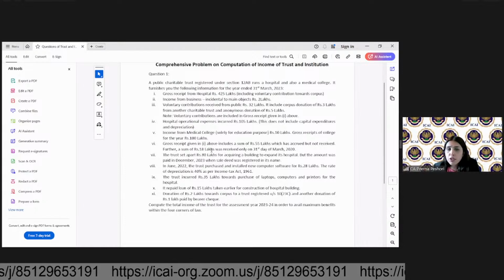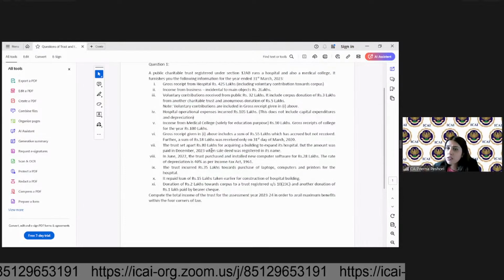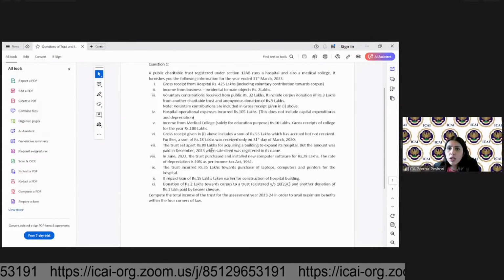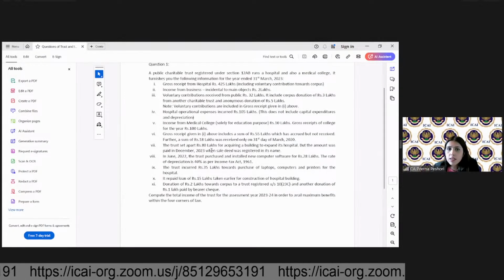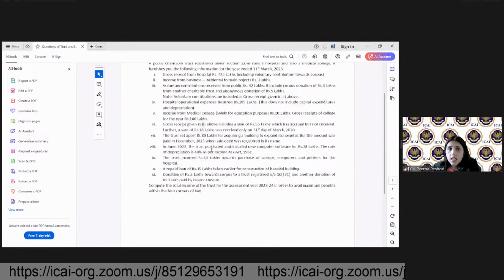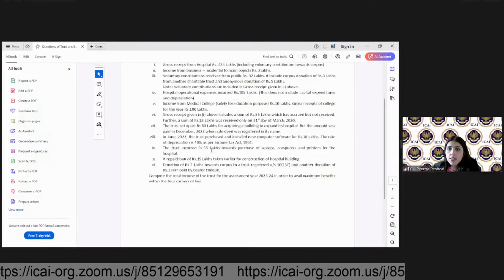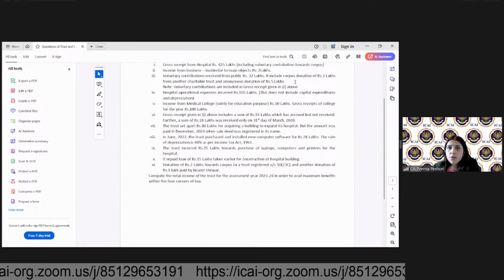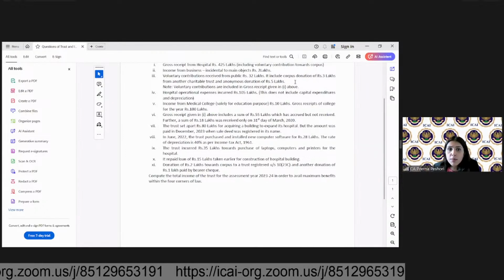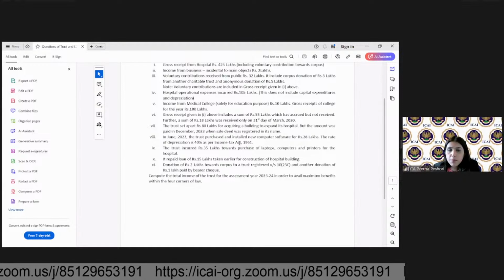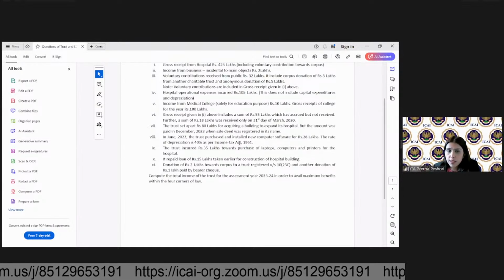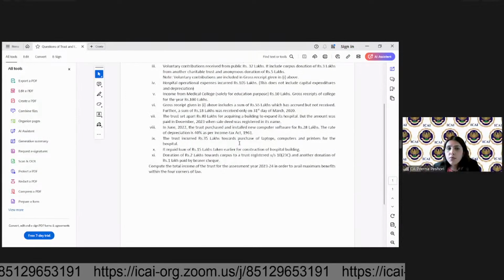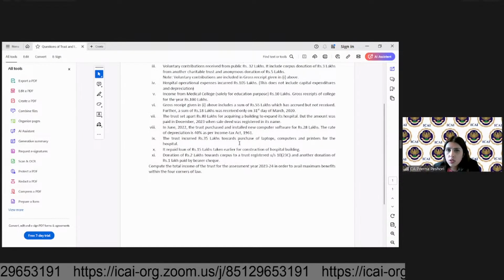Hospital expenses, operational expenses incurred: 105 lakh. This does not include the capital expense and depreciation. Income from medical college solely for education purpose: 10 lakh. Gross receipts of college for the year were 100 lakhs. Gross receipts given in one above include a sum of 55 lakh which has been accrued but not received. Further, a sum of rupees 18 lakh was received only on 31st March 2020. The trust set apart 80 lakhs for acquiring a building to expand its hospital, but the amount was paid in December 23 when the sale deed was registered in its name.